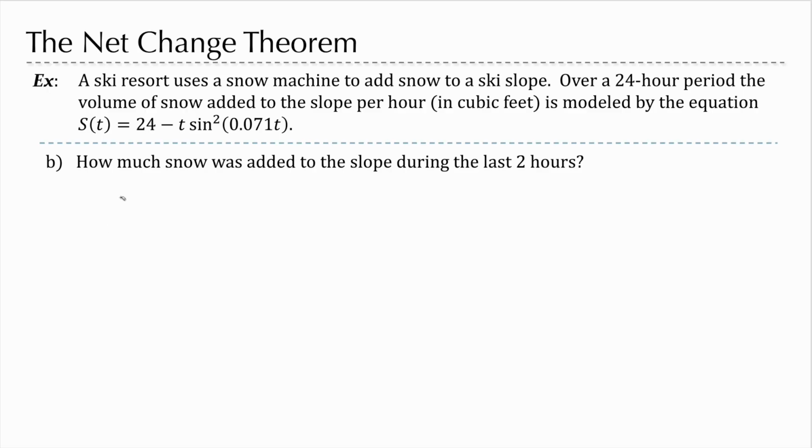Now here in part B, we want to calculate the amount of snow that was added to the slope in the last 2 hours. So what that means in this problem is that we're going to do the same thing. We're looking for a net change, but the time period is different. Remember, the rate at which the snow is being added is modeled by this function, which isn't always the same. So obviously, depending on your time period, you'll get a different amount of snow.